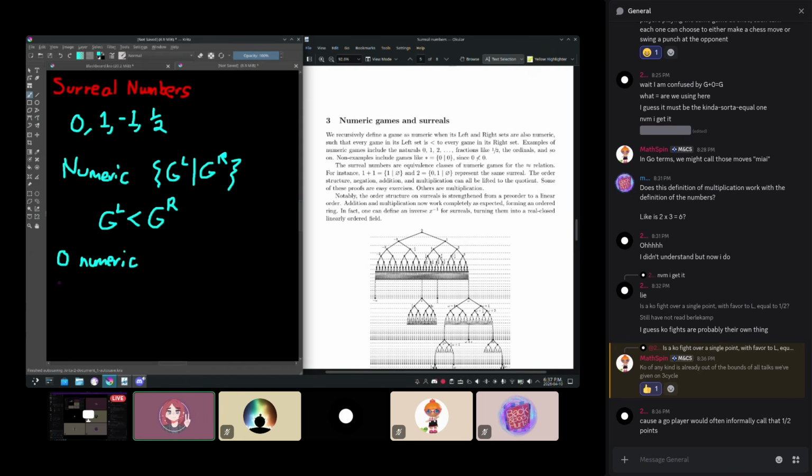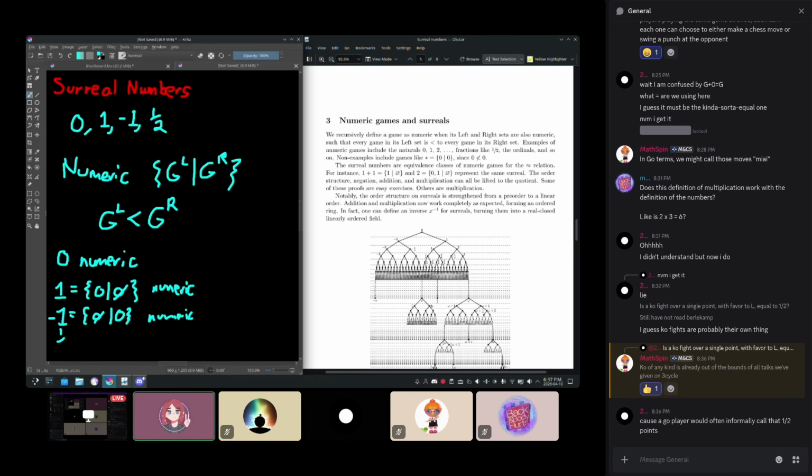What else do we have? We have, for instance, 1. 1 was equal to {0 | } with the empty set on the right. 0 is numeric, so we already have this first condition. And 0 is less than everything in the empty set because there's nothing in the empty set, so yeah, that's numeric as well. On a similar token, -1, well, that's also numeric and also not very interesting.